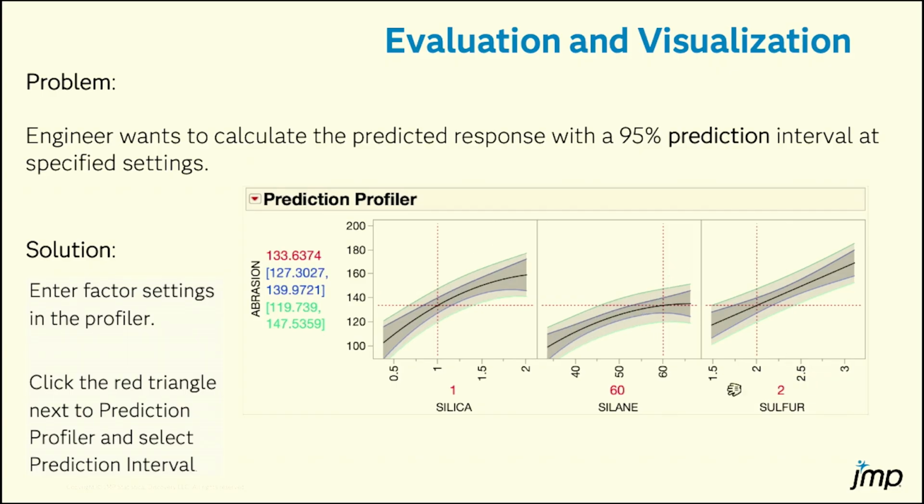I can, again, click and choose new factor settings. So for silica equals 1, silane equals 60, sulfur equals 2. What is the predicted value of abrasion? It's 133 point whatever. What's the 95% confidence interval? What's the 95% prediction interval?